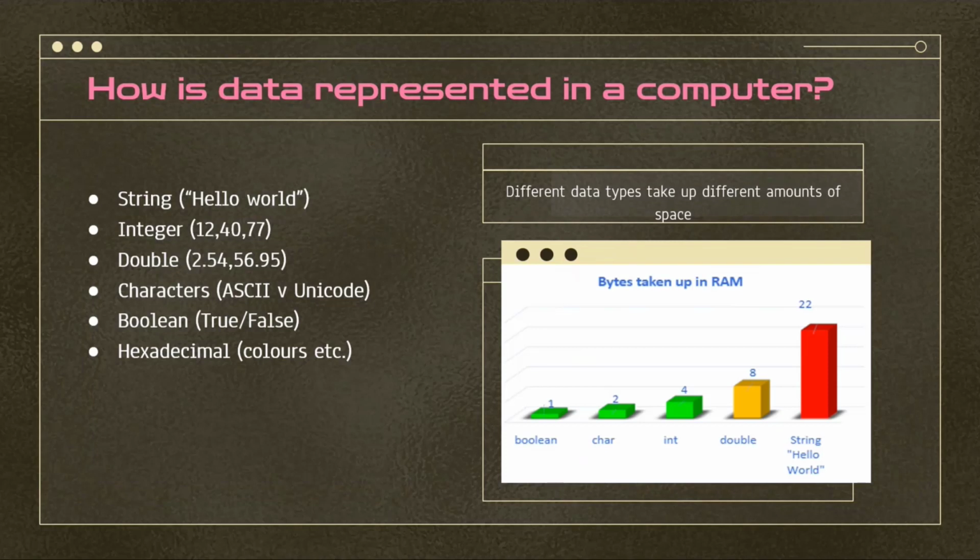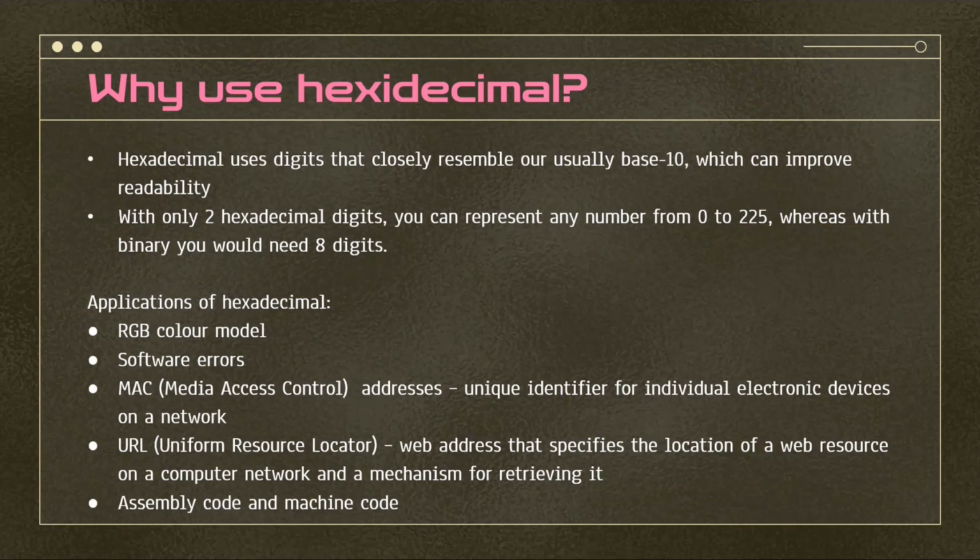So for data represented in a computer, you can use strings, integers, doubles, characters, Booleans, hexadecimal. What programmers have to take caution with is the size of the different options. As you can see in the picture, a string takes up a lot more space, and sometimes that can be very inefficient. So why use hexadecimal?